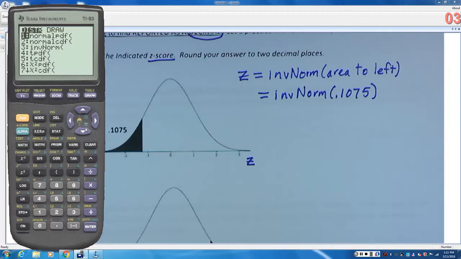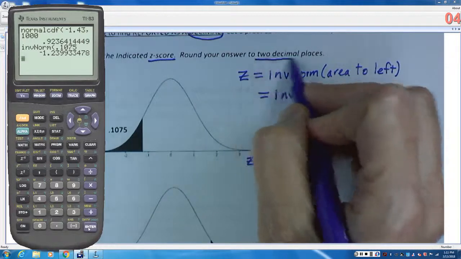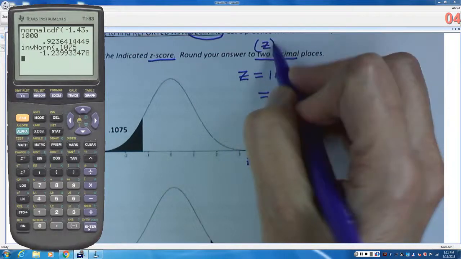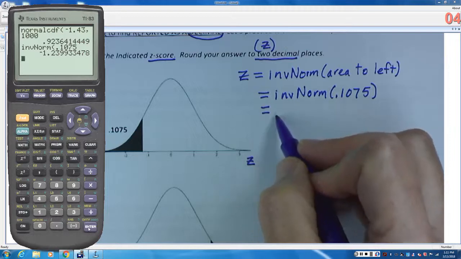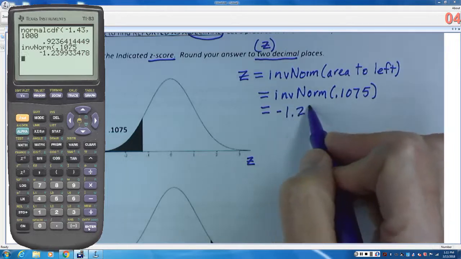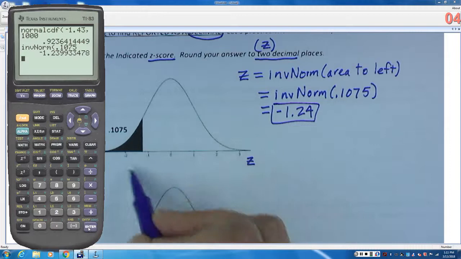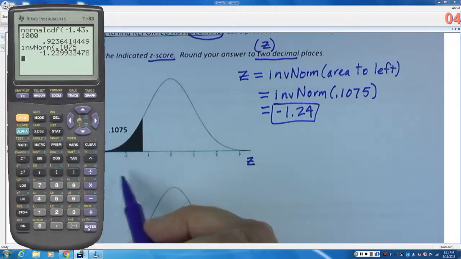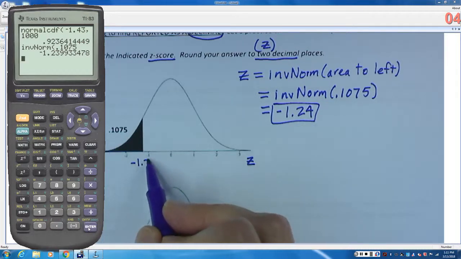Second, distributions, inverse norm is number 3, 0.1075. And we are going to round z to 2 places. We rounded areas to 4 decimal places. Z will be rounded to 2. Round your answer to 2 because it's z. And that is negative 1.24. And does it make sense to our picture? Our picture is actually pretty accurate. Yes, this is negative 1.24.